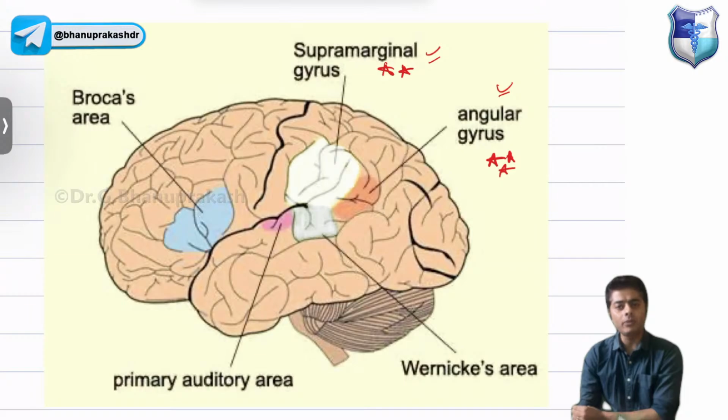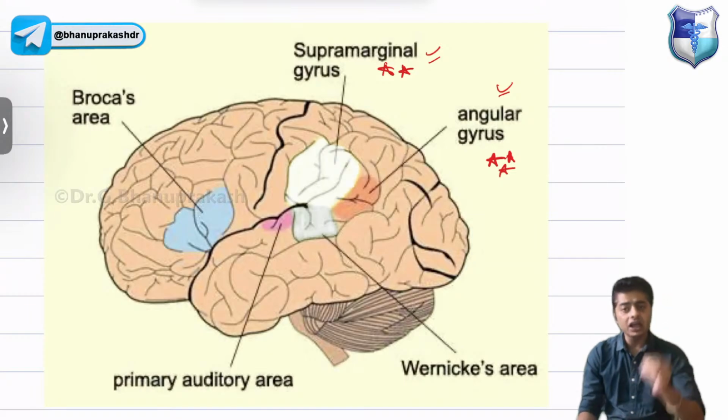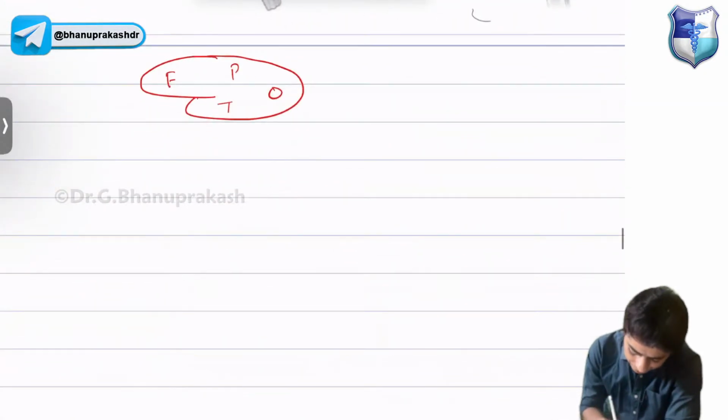So first we will look into what the function is of the supramarginal gyrus and angular gyrus in the parietal lobe. Can anyone tell me in the comment section what is the function of the supramarginal gyrus in the parietal lobe?